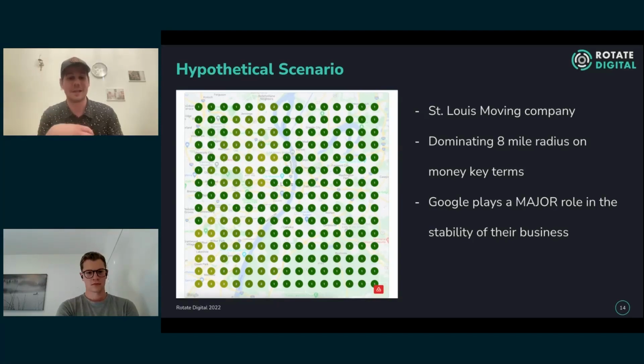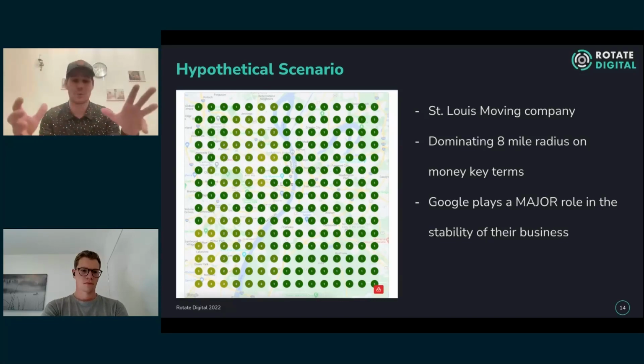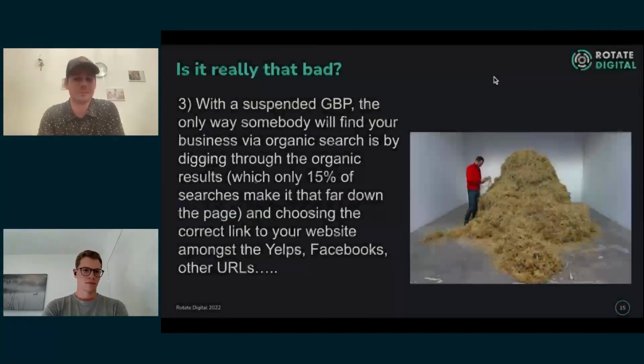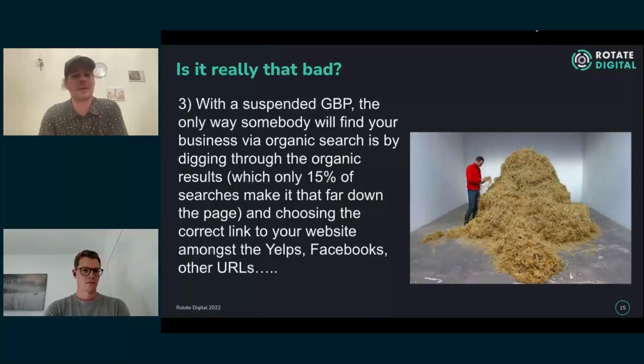So that's to illustrate the tragedy of what a Google Business Profile can be for your business. And that's just on a ranking SEO side of things. That's not even pulling in direct searches, referral searches, because it plays a role in that as well. So yes, it is a very bad thing. So with the suspended GBP, like we've already talked about, you're going to get pulled out of some of the most valuable places for Google search.